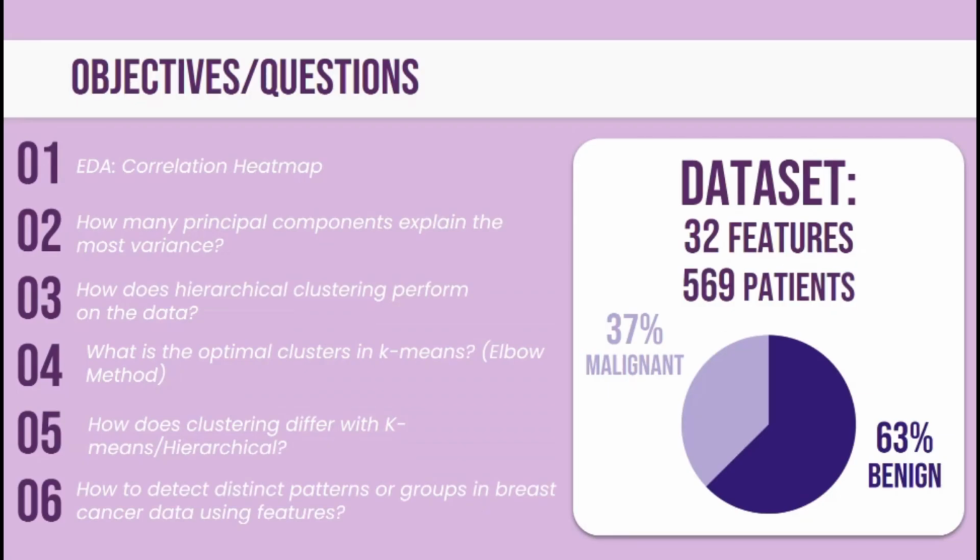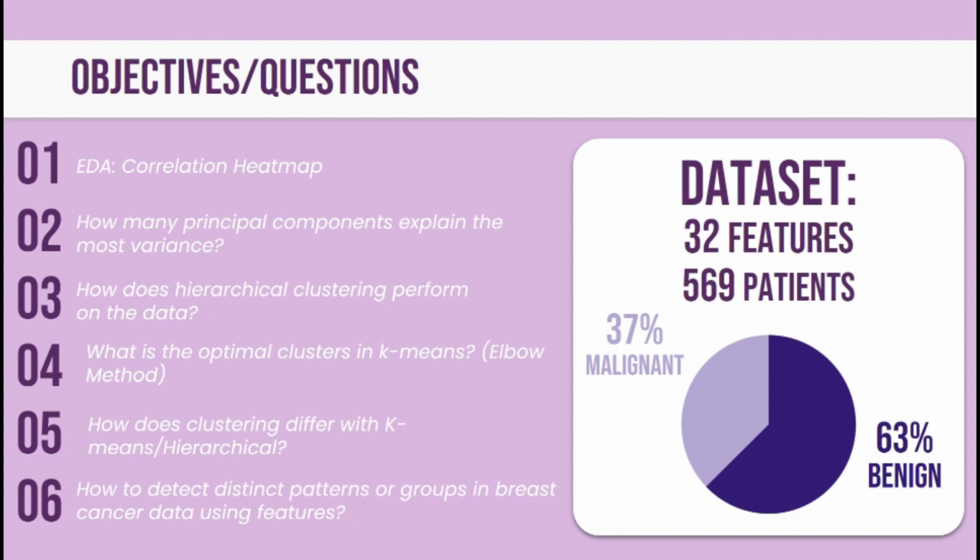Our dataset is from the UCI Machine Learning Repository. It contains 32 features and the medical information for 569 patients, classifying the type of tumor into malignant or benign. The features are different characteristics from a digitalized image of a breast mass.